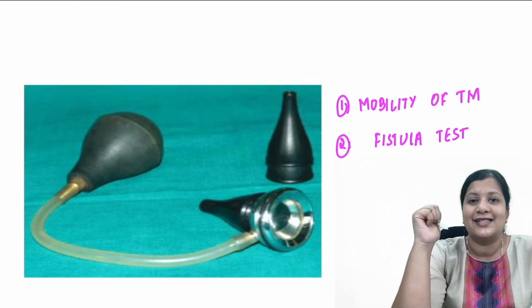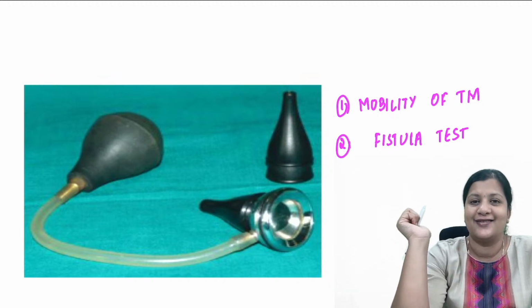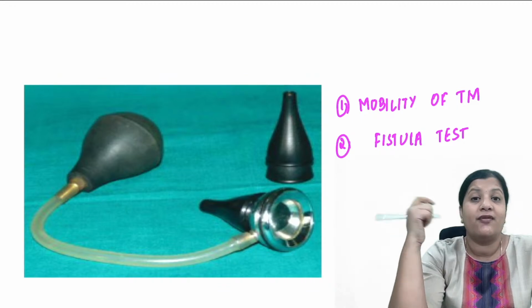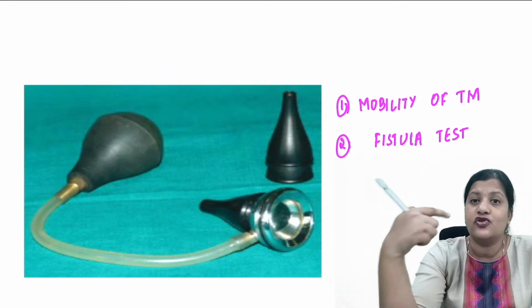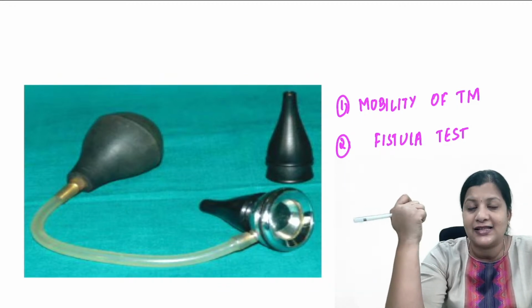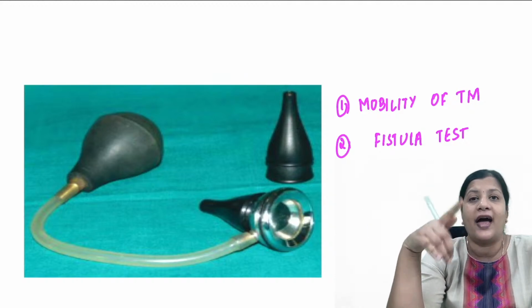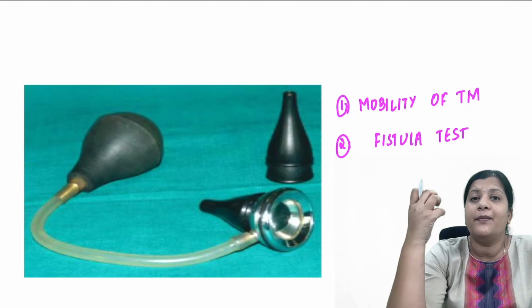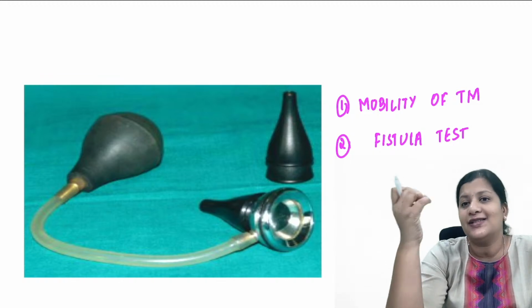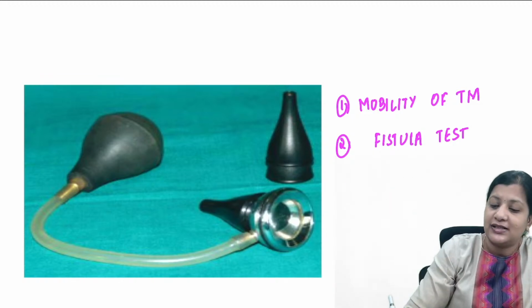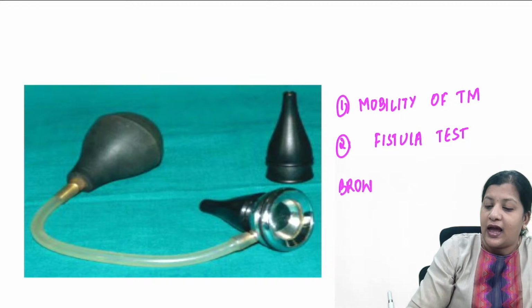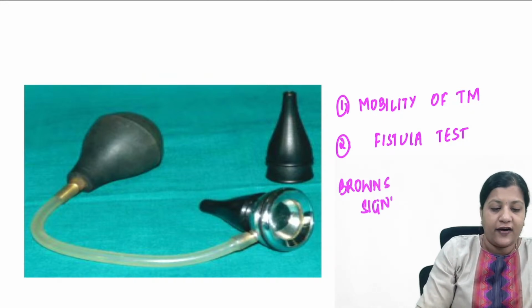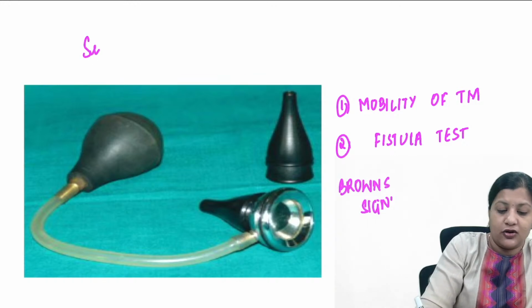So what is this test and what is this instrument? Brown's test is a test where we again put the same instrument in the external auditory canal and increase the pressure in patients who have a glomus tumor. What will happen? The tumor will become pale. That sign we call Brown's sign. So Brown's sign is seen in glomus tumors, and that is again done with this same instrument. Very good. This is called Siegle's pneumatic speculum.